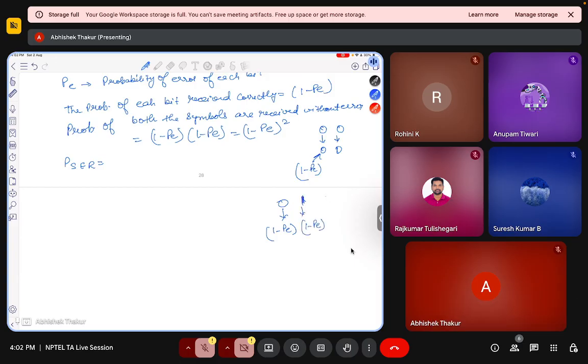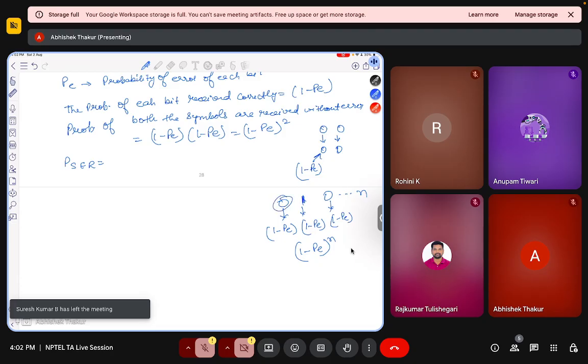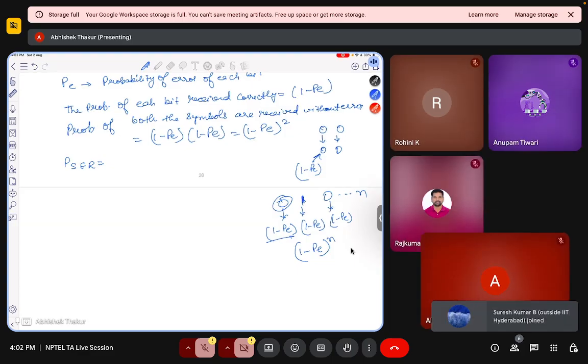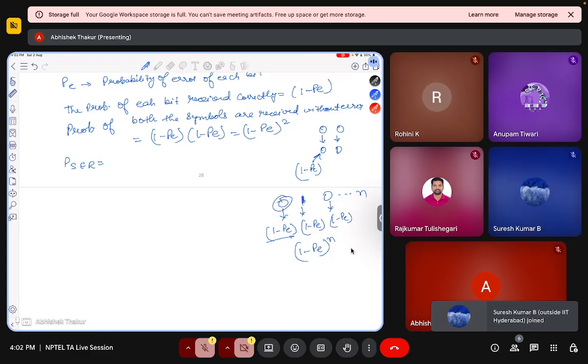Let's suppose there is a 3 bit. So to receive it correctly, it will be 1 minus P. If a symbol has n bits, then to receive it correctly, it will be (1 minus P) to the power of n. For a single bit to be received correctly, it is 1 minus P. But here there are 2 bits in each symbol, so it will be (1 minus PE) squared.